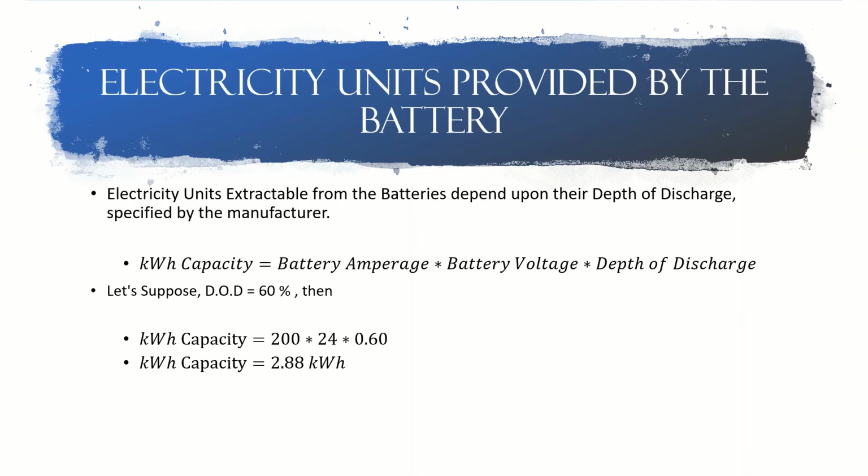So let's suppose that the depth of discharge of a battery is given to be 60%. Then we can replace this 60% in this equation, and we can see that the kilowatt hour capacity comes out to be 2.88 kilowatt hours. Previously we calculated the kilowatt hours to be 4.8, but the useful amount that we can actually get from the batteries is 2.88 kilowatt hours, and it depends on the depth of discharge of a battery. The higher the depth of discharge, the more power we can extract from the batteries.